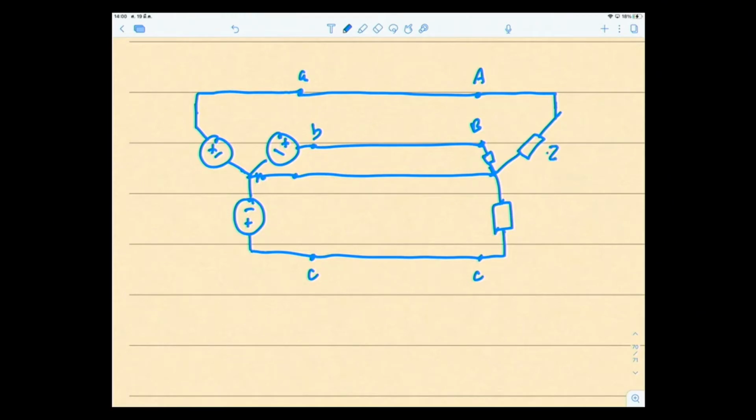So let's call this ZA, ZB, and ZC, your loads. And of course they are balanced. They are a balanced system.